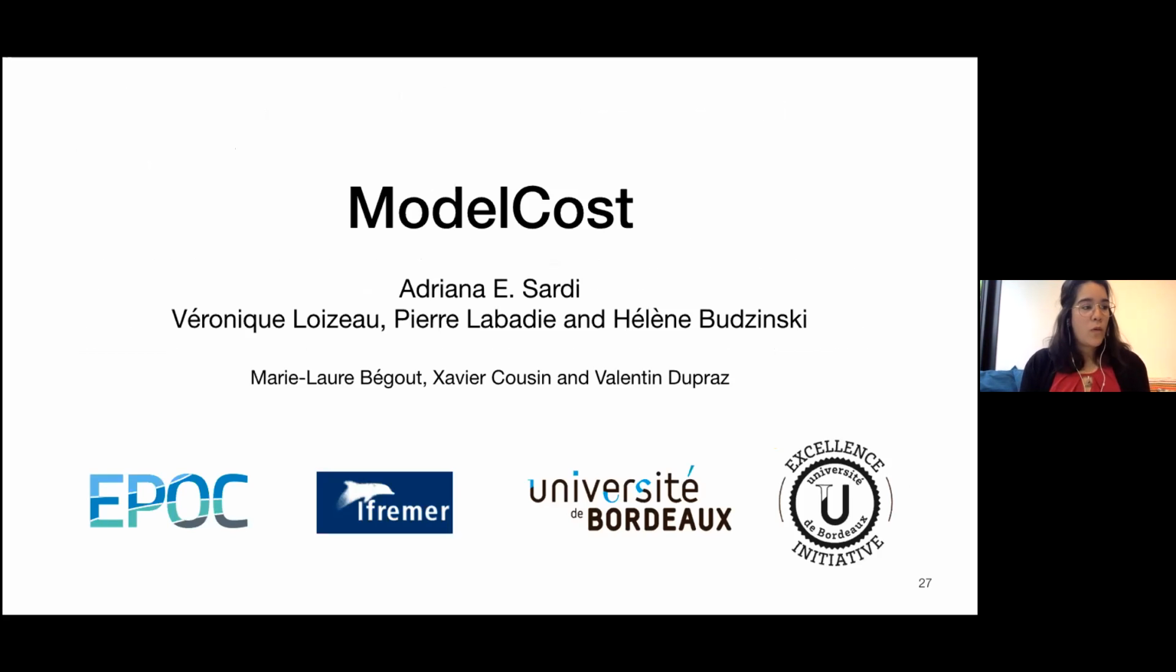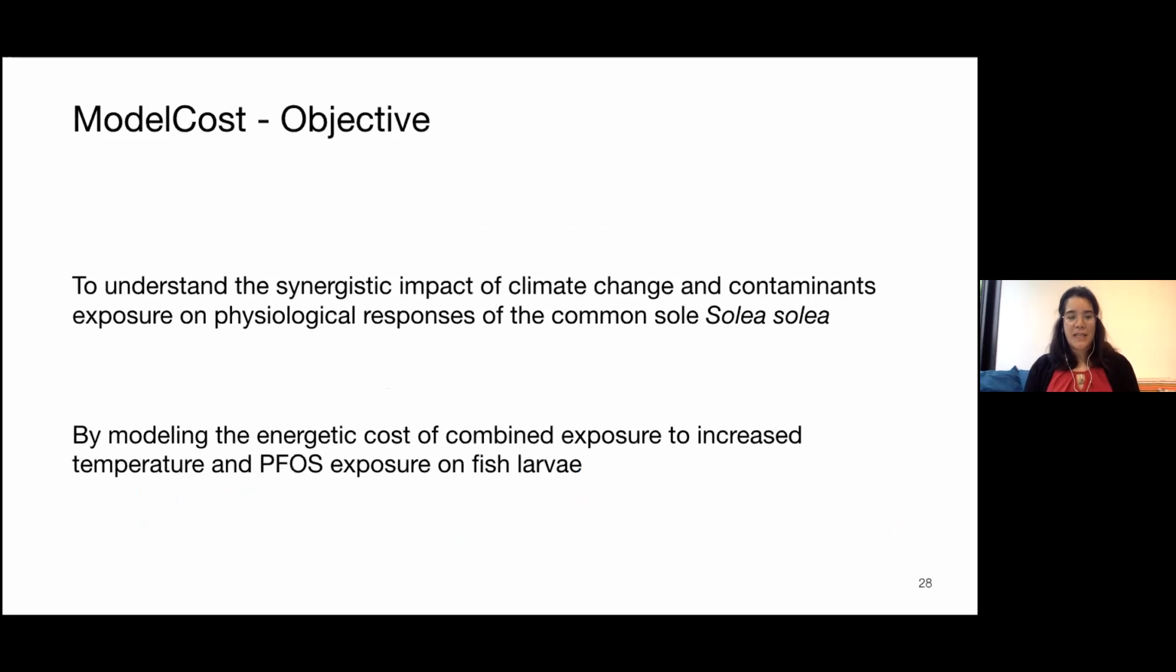So following my PhD and knowing all this depth story, I decided to write a proposal for funding a project here at the Université de Bordeaux. And my project aims to understand the synergistic impact of climate change and contaminant exposure on the flatfish Solea solea. And the way we will do this is by modeling the energetic cost that this combined exposure has on the fish larvae.